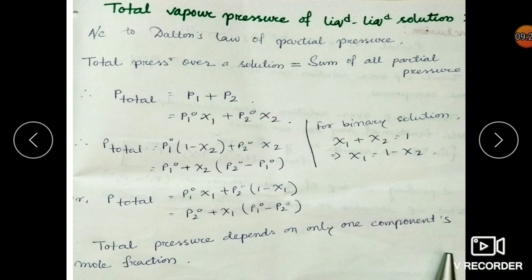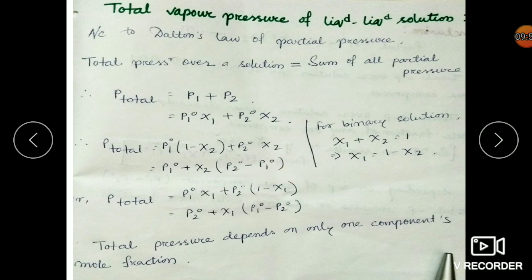For a binary solution, the mole fractions of all the components add up to 1, so x1 plus x2 is equal to 1. Hence you can derive x1 and x2 just by subtracting from 1, right? So we have taken x1 is equal to 1 minus x2, just simplification. Now if you replace this x1 with 1 minus x2, what you get? You get P total is equal to P1 naught plus x2 into (P2 naught minus P1 naught).